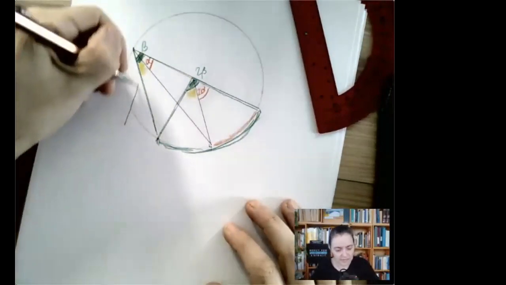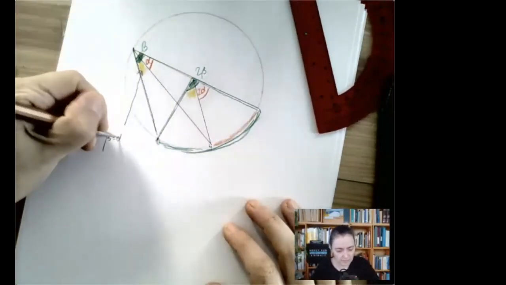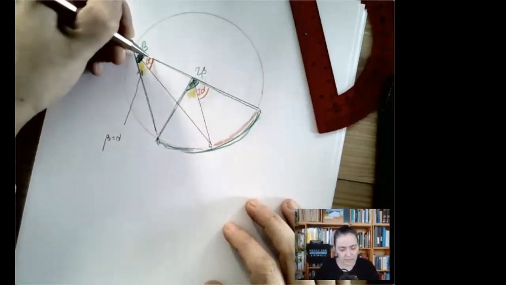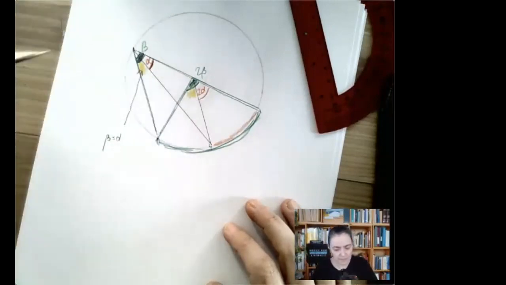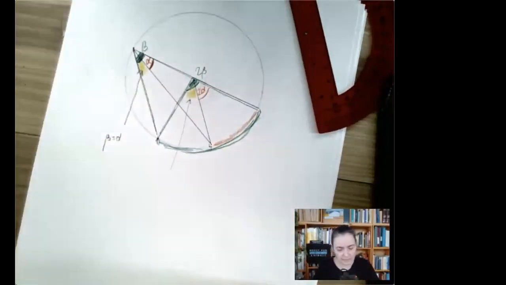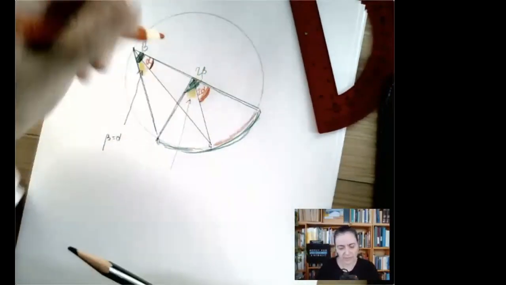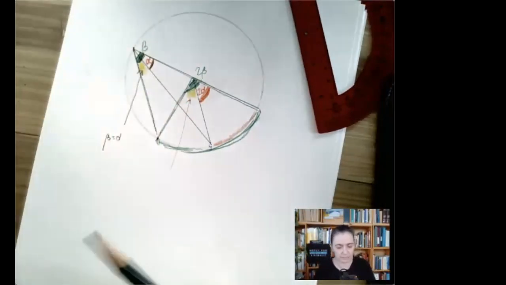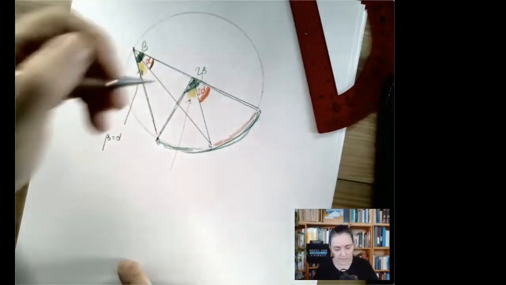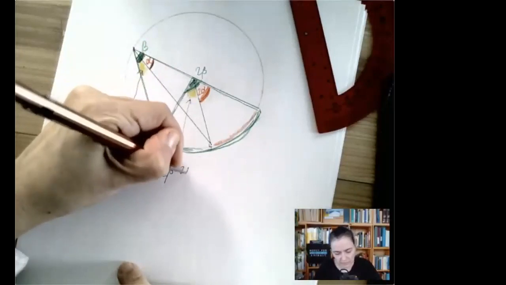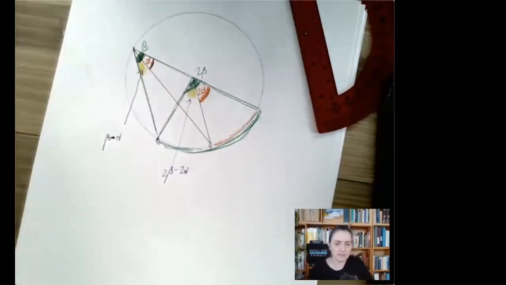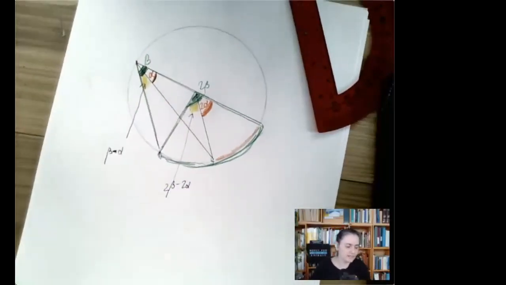So this yellow here is beta minus alpha. You see beta is the whole thing, alpha is just this part. And then around the center, same idea, 2 beta is the whole thing, 2 alpha is just this part. And when we subtract, we get what we're interested in. So that's 2 beta minus 2 alpha. So that's it. So now you've seen the proof pretty much for this theorem with central and inscribed angles.